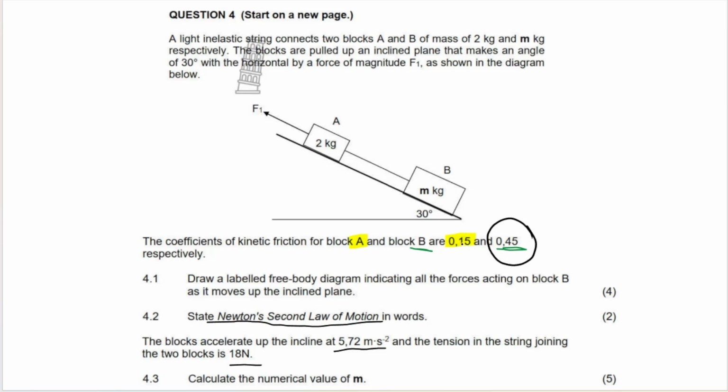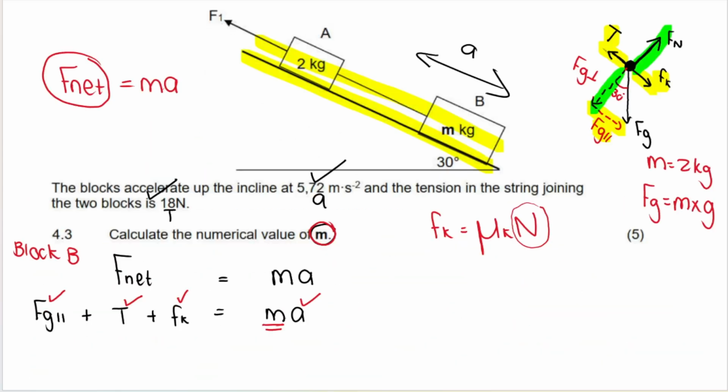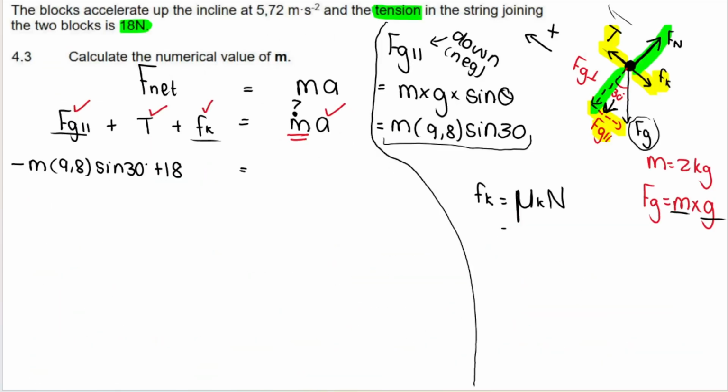Okay, so they gave me block A and block B. 0.45 is the one that I care about because I'm working with block B. So I know this coefficient of kinetic friction is 0.45. However, I do not know the normal force acting on the block. And I have done videos on normal forces and how to find the normal force. So if what I'm going to say now is confusing, you can click the playlist linked in the description, and I do go over this.